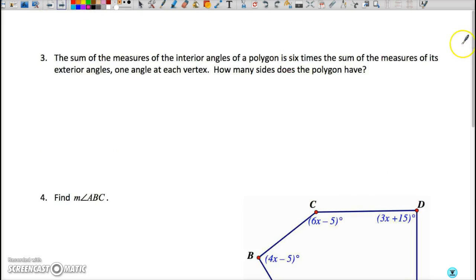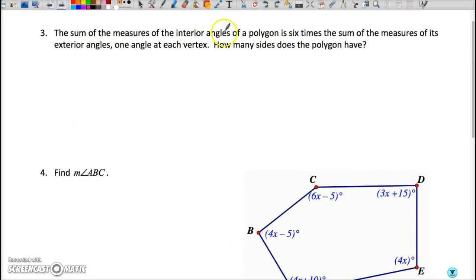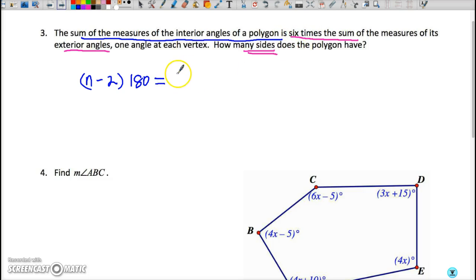Okay, moving on to our next example. We have the sum of the measures of the interior angles of a polygon is 6 times the sum of the measures of the exterior angles. And then the question is asking how many sides. So once again, let's focus on what information is given and what we're trying to solve for. If we have the sum of the measures of the interior angles of a polygon, that is simply (n minus 2) by 180. And we are told that that is equal to 6 times the sum of the exterior angles, in other words 6 times 360, and all we need to do in this case is solve for n.